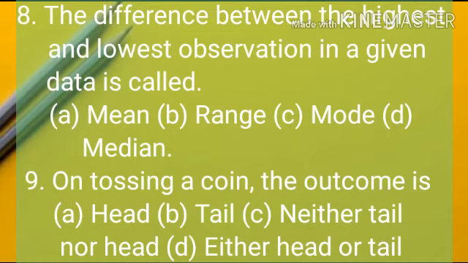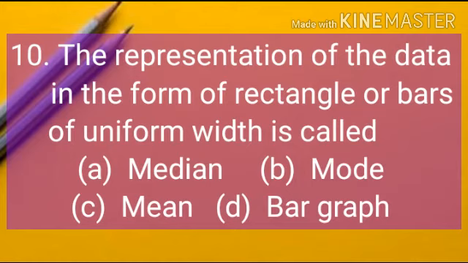Question number 9. On tossing a coin, the outcome is head, tail, neither tail nor head, and either head or tail. So the answer is either head or tail. Okay. Now question number 10. The representation of the data in the form of rectangles or bars of uniform width is called bar graph.